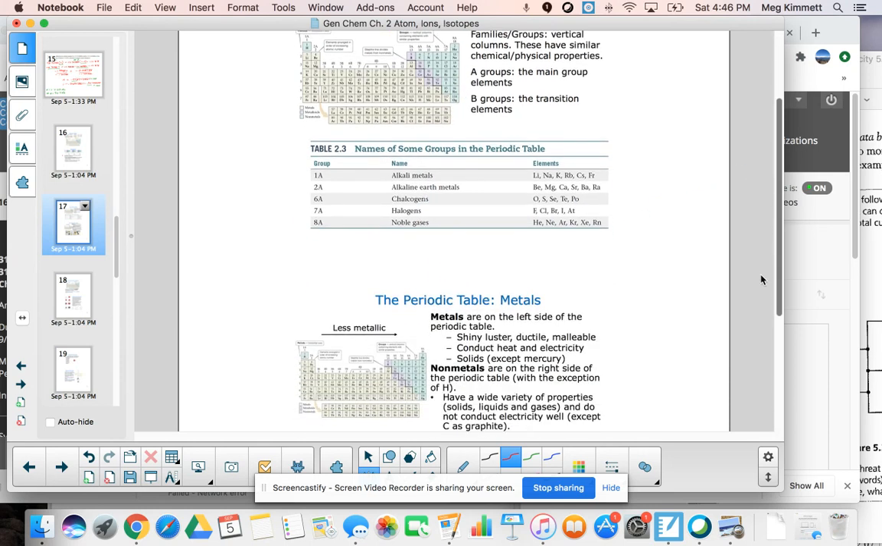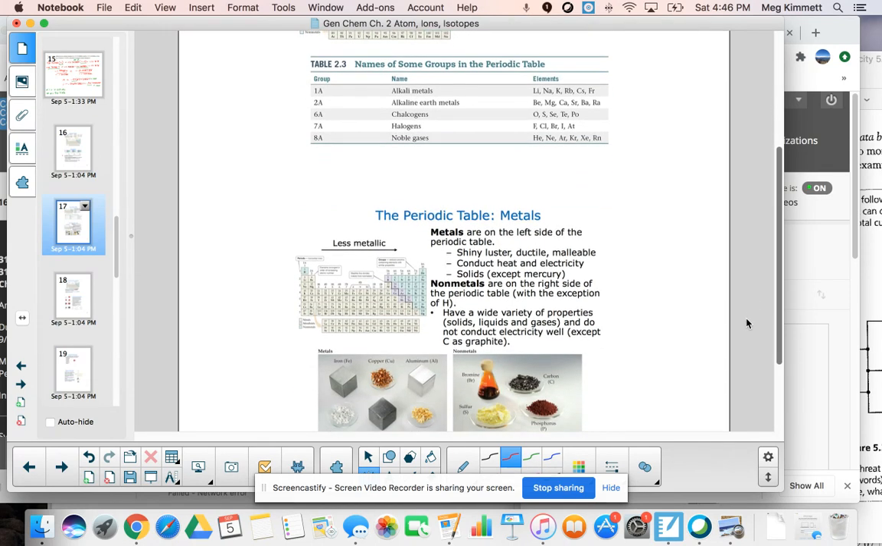And then when we look at the periodic table, we want to be able to identify what side of the table has the metals and what side has the non-metals. So we always identify this staircase on the periodic table. Everything to the left of the staircase is considered a metal. Everything to the right is considered a non-metal. And those elements that border the staircase, those that are in purple here, are called the metalloids.